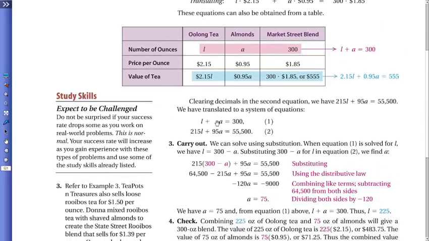So now I have a system. I have two equations with the same two variables. Then I just need to make a decision on whether I'm going to use substitution or elimination. And I think they make a good choice here to use substitution, because you're going to end up with some pretty high or big numbers.